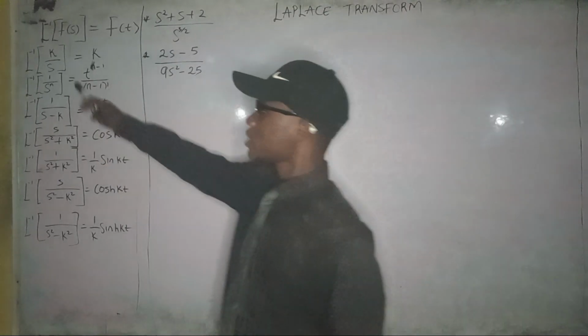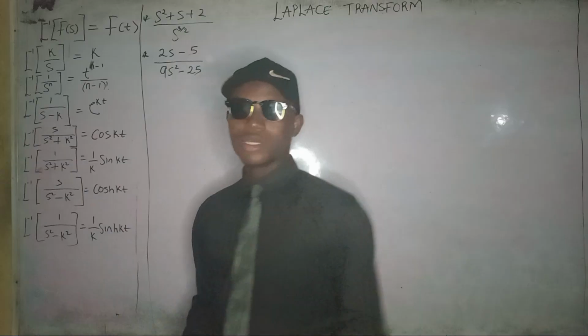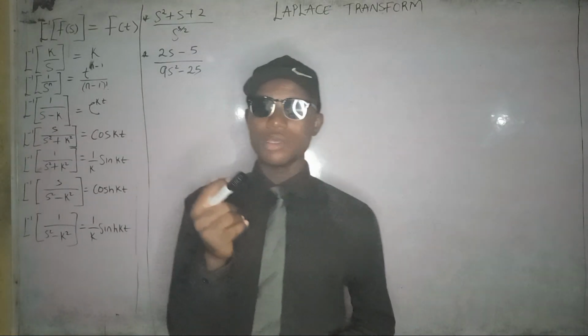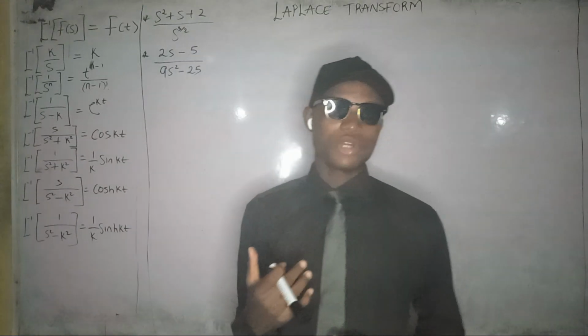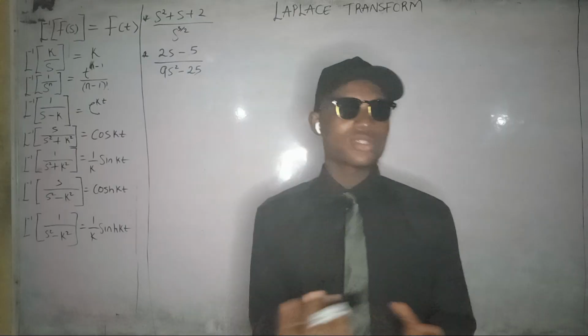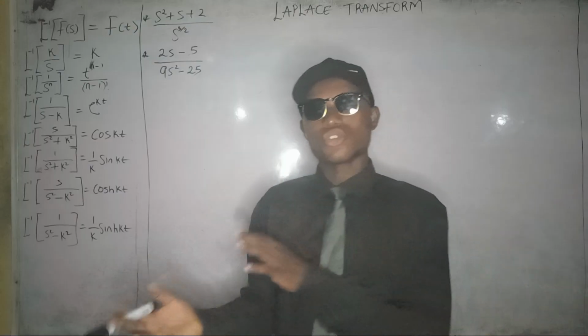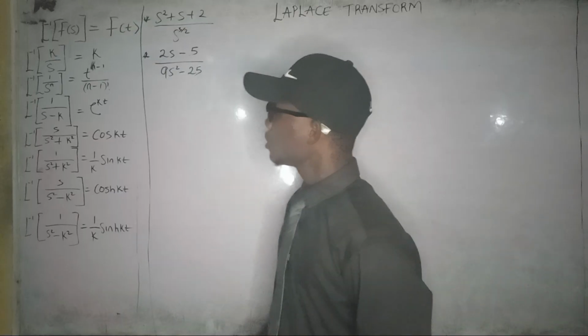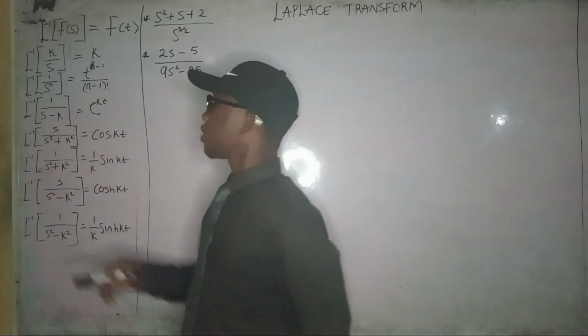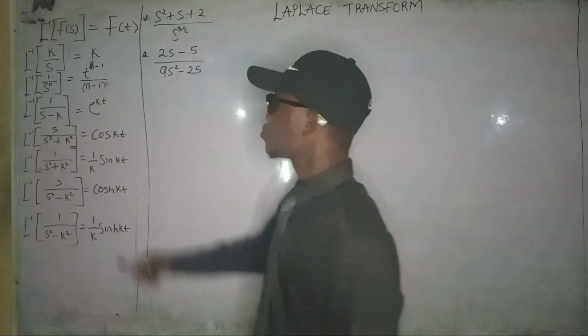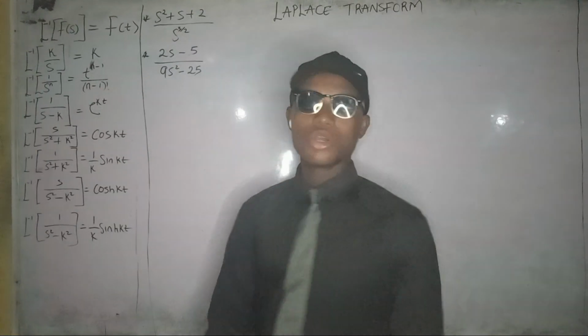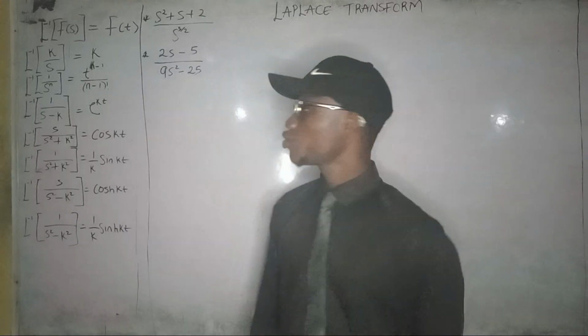So now the inverse Laplace transform of k over s is going to give us k. And we remember when we were finding the Laplace transform, the Laplace transform of k gave us k over s. So in such a way, the inverse Laplace transform is going to give us our answer back. And then we have the inverse Laplace transform of 1 over s raised to power n is equal to t raised to power n minus 1 over n minus 1 factorial.